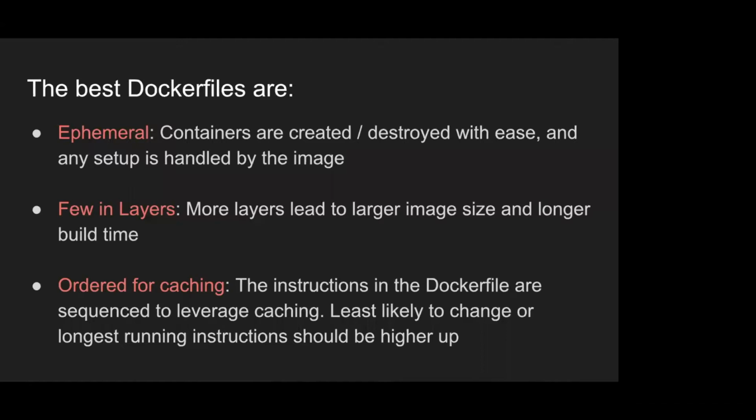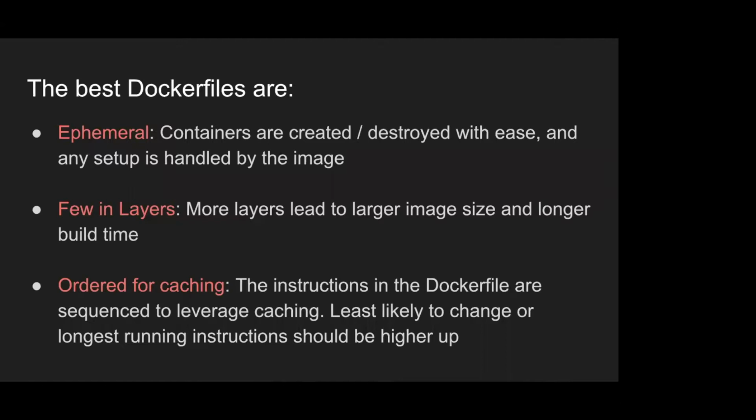But what makes Dockerfiles better versus other ones is that you should try and minimize the amount of layers you have in your Dockerfile. The more layers you have, it leads to a larger image size and a longer build time because you're, once again, kind of having to create each one of those layers separately. And then as you're deploying them, you're going to have to, in your production environment, download each one of those layers.